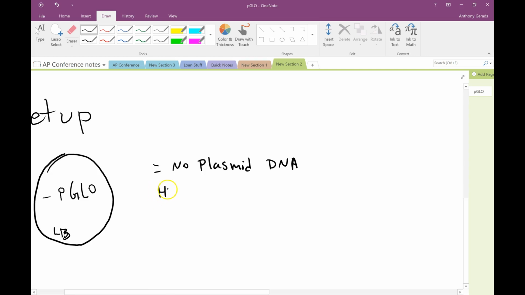So what do you think our hypothesis would be? What do you think is going to happen here? No transformation. So no transformation would take place, but would bacteria grow? Yeah, because it's eating off of the food. It's eating off the food and there's no antibiotics on there. Okay, so we're going to have tons of bacterial growth.